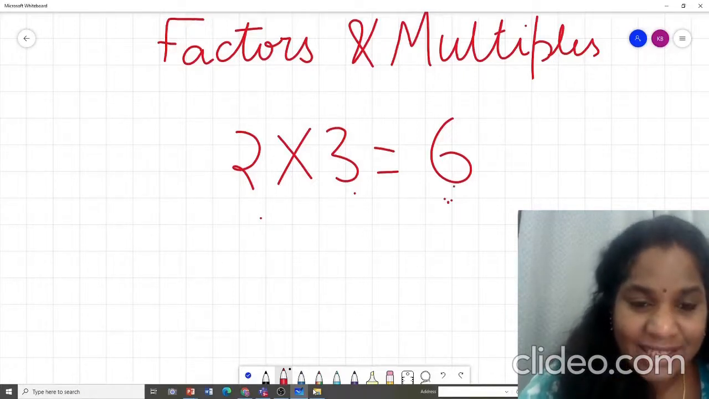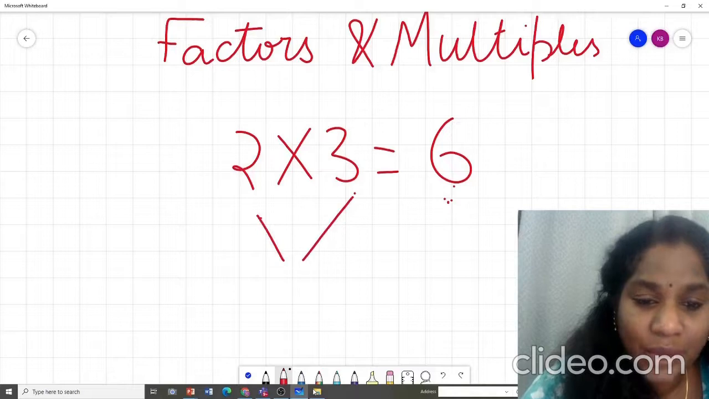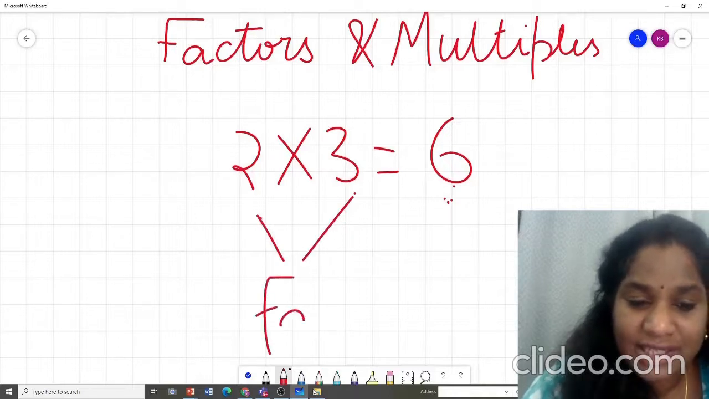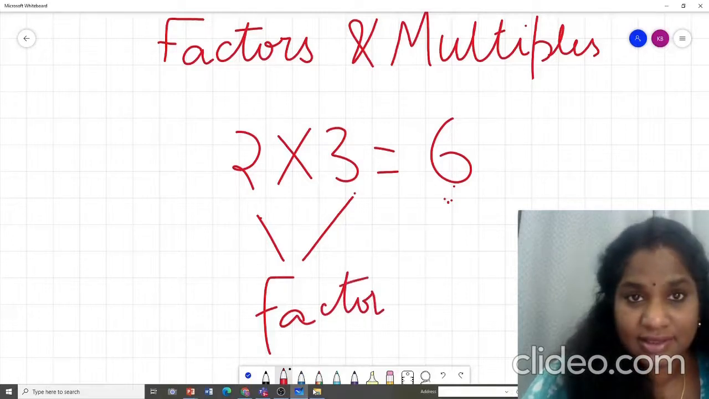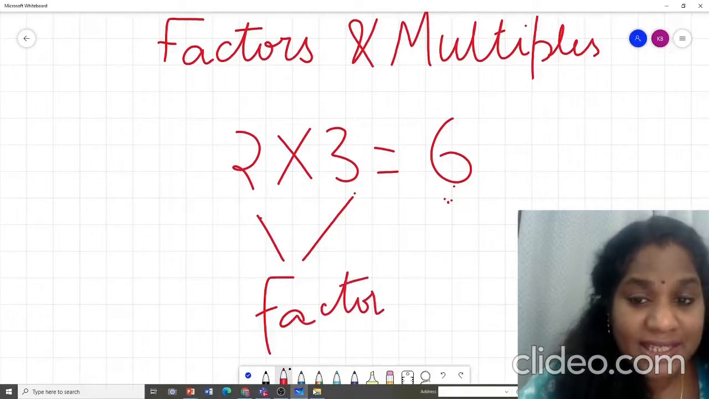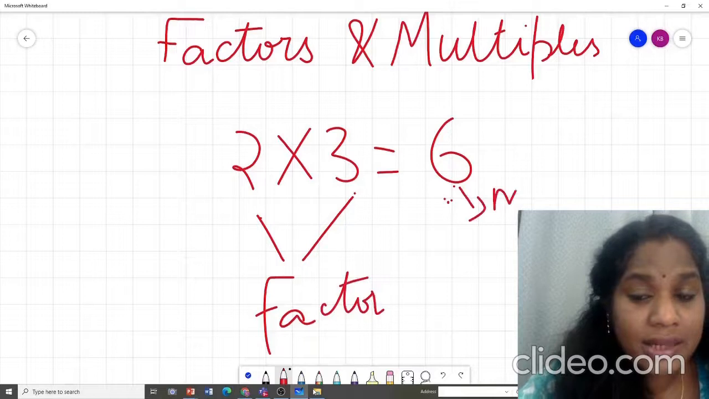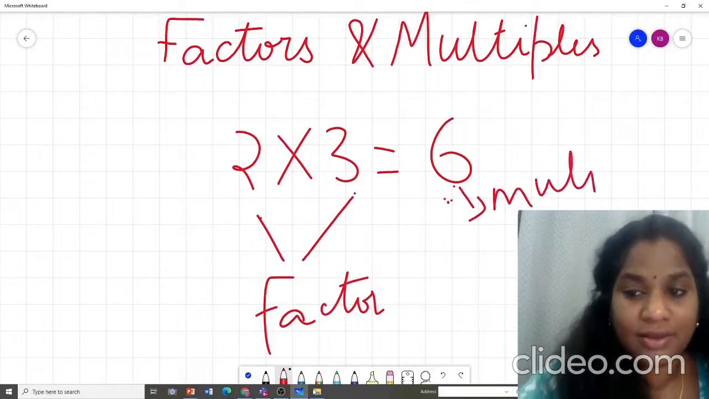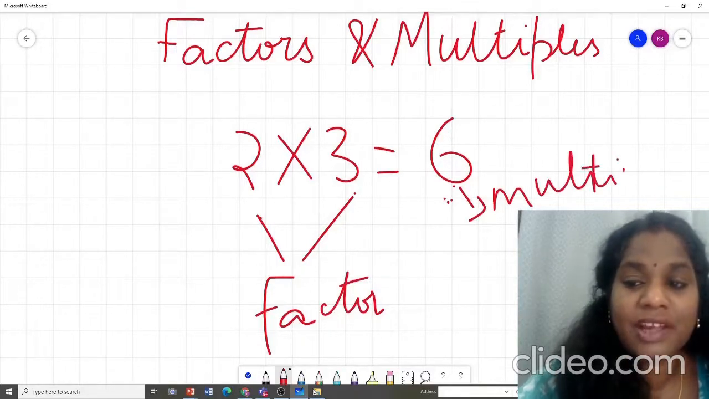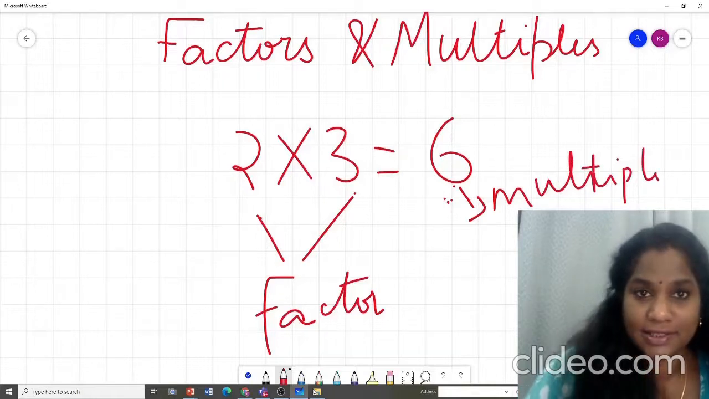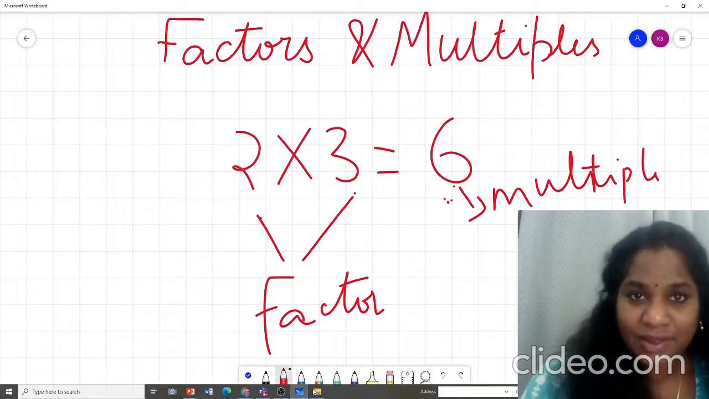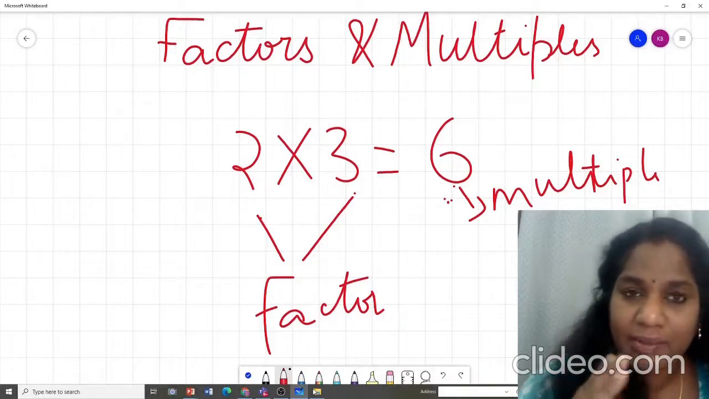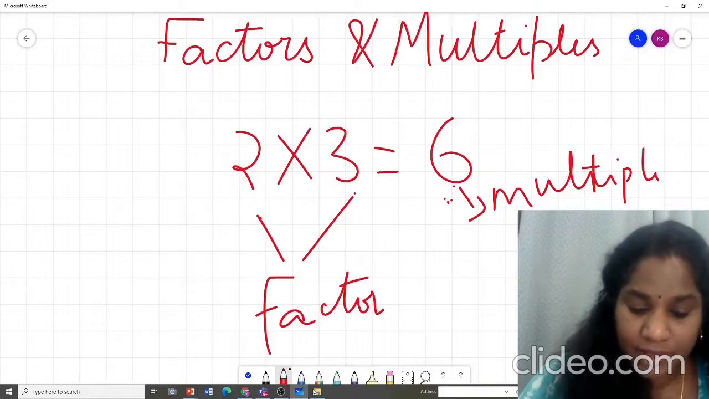For 6, the factors are 2 and 3. And 6 is the multiple of 2 and 3. Right? This should be very, very easy for you to understand. The result is multiple, and whatever is giving you the multiple is the factor. Understood? So what is the main thing about multiple?